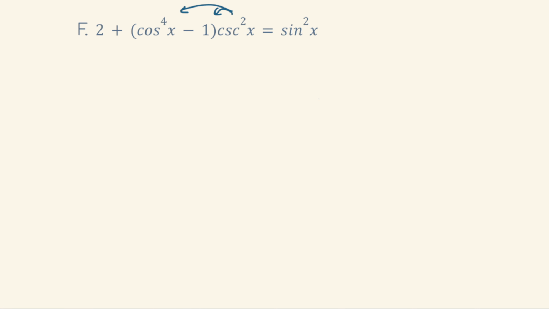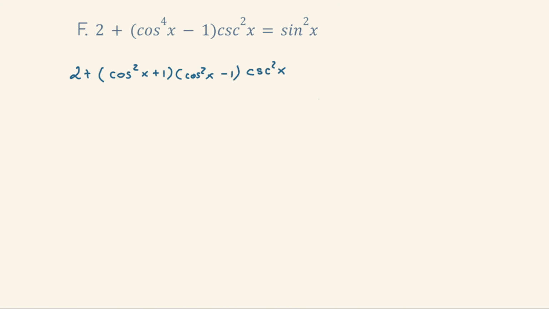But what can I do here instead? I've got this cos to the 4x minus 1. Maybe I could try factoring using difference of squares and see where that gets me. So here we've got 2 plus difference of squares. That's going to be cos squared x plus 1 times cos squared x minus 1 times cosecant squared x.